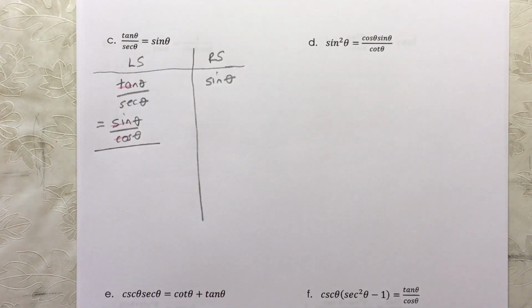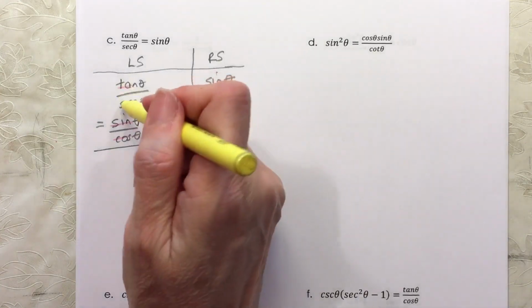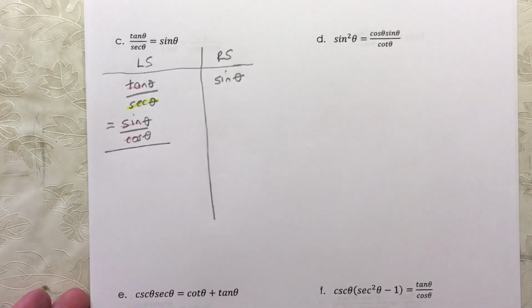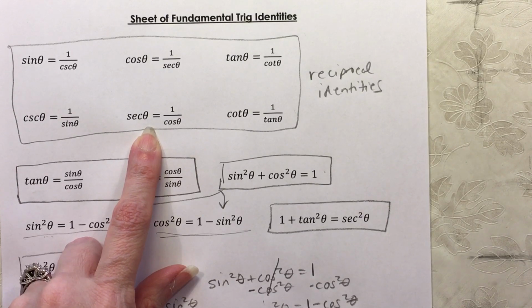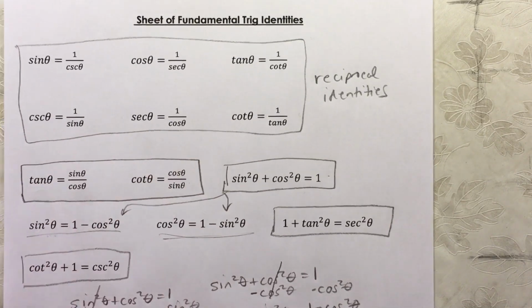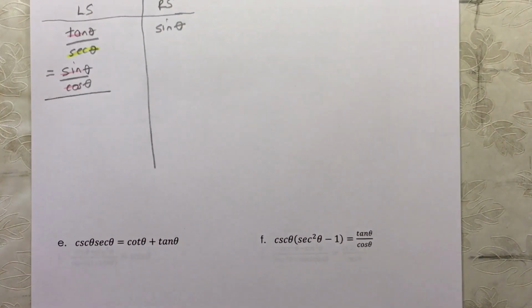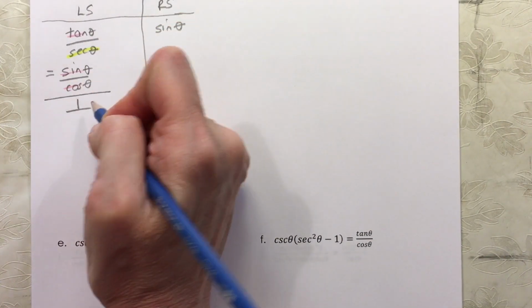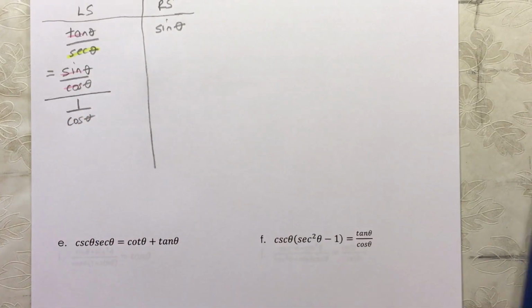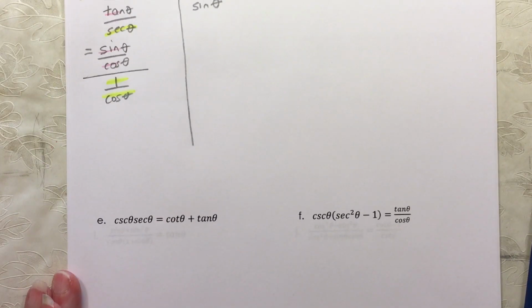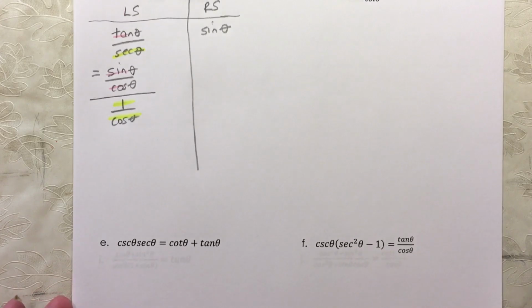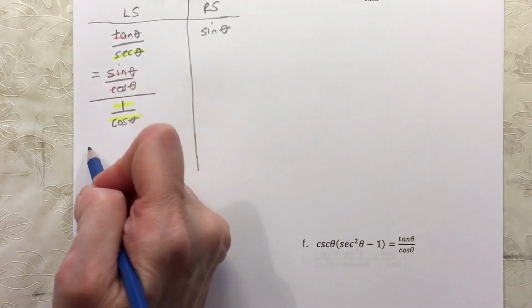Now I want to replace sec theta with something that's equivalent to it. So if you look back on your identity sheet, sec theta, I can rewrite as 1 over cos theta by using a reciprocal identity. So now I've changed sec theta so it's into the building block cos. So I'm changing sec theta to 1 over cos theta. So these sec theta and 1 over cos theta are equivalent. Okay, so there's my equal sign. So now I'm going to go down another step.